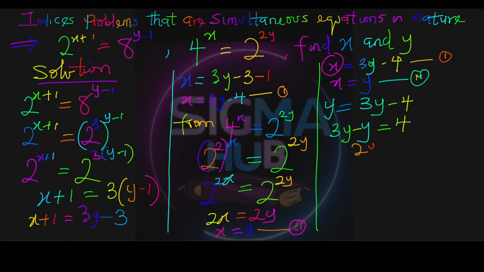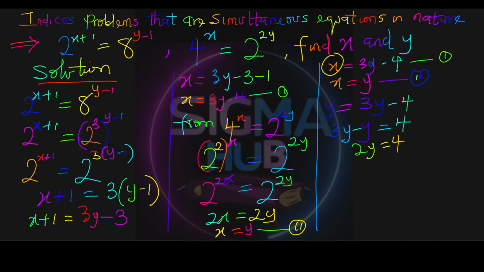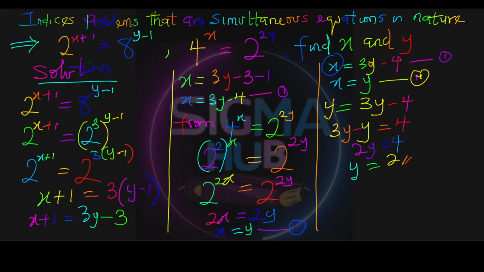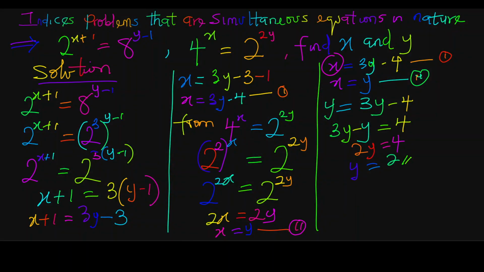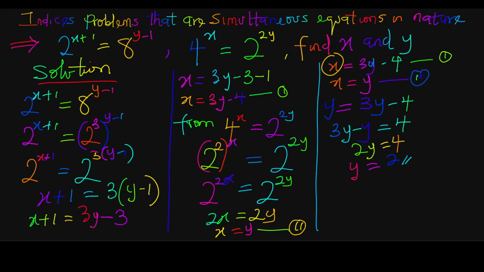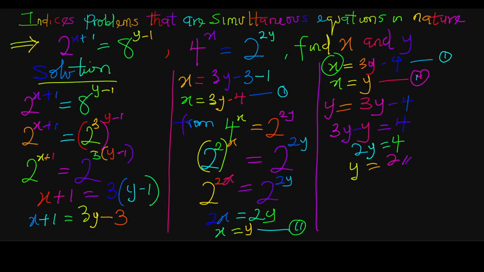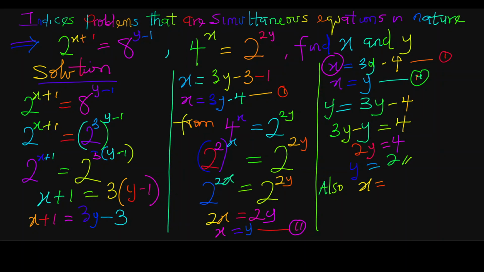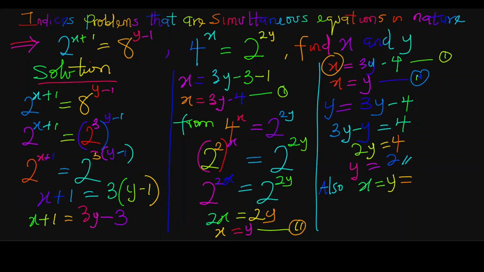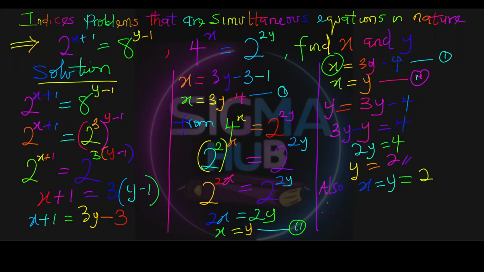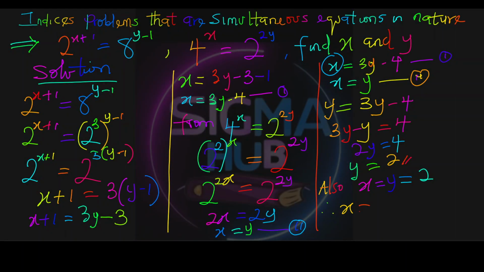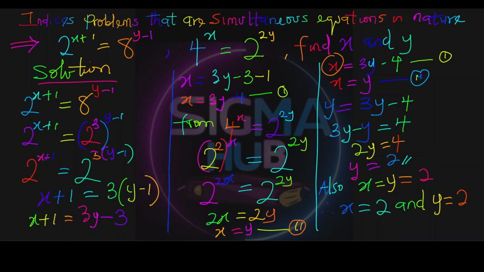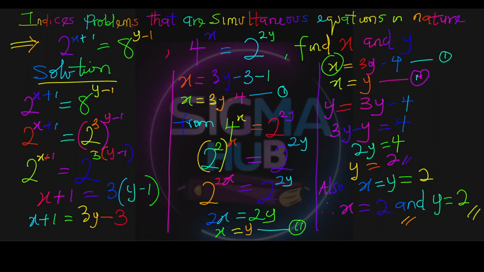So we say 2y equal to 4, and hence y equal to 2. So we divide both sides by 2. We discover that y is equal to 2. And since x is equal to y, then x is also equal to 2. So therefore, we can say x is 2, and at the same time, y is equal to 2. And this is how you go about it.